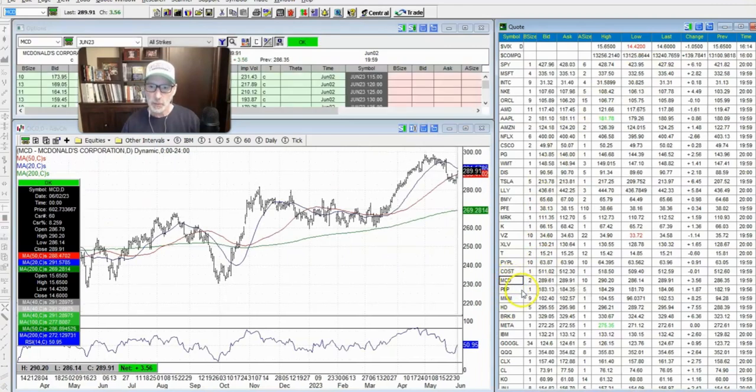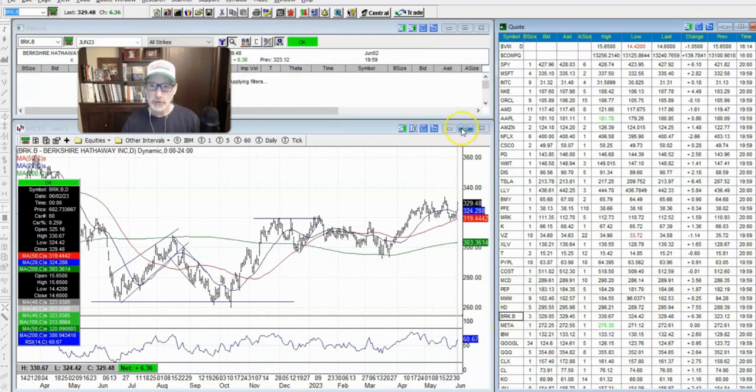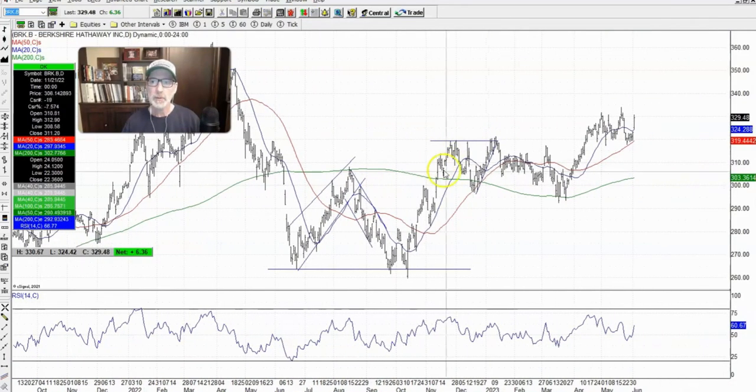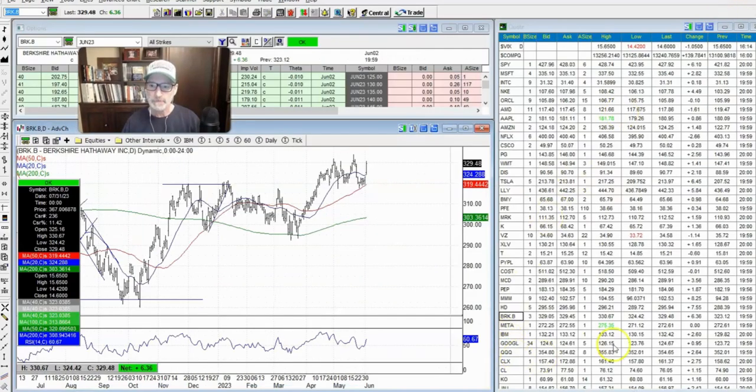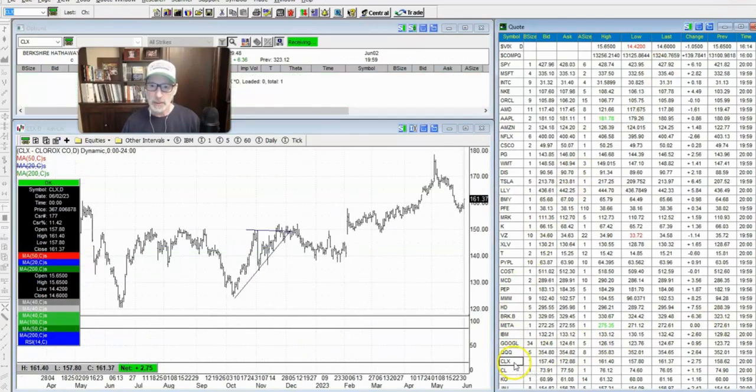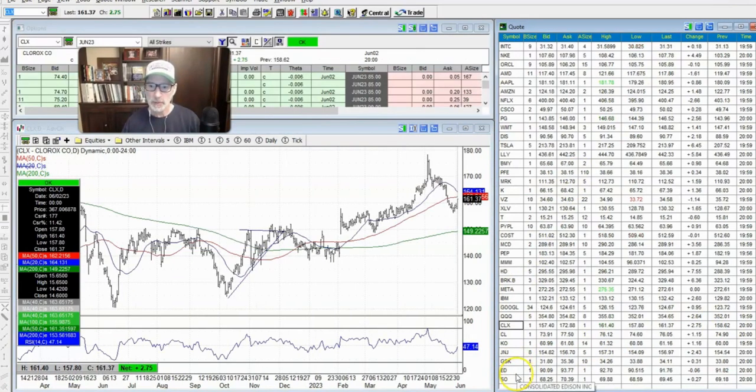McDonald's doing well. I'm trying to see if there's anything. Here's Warren Buffett's Berkshire Hathaway. Doing okay, little sideways action, not much to tell there. Let's see, Clorox, nothing. We looked at some of these.